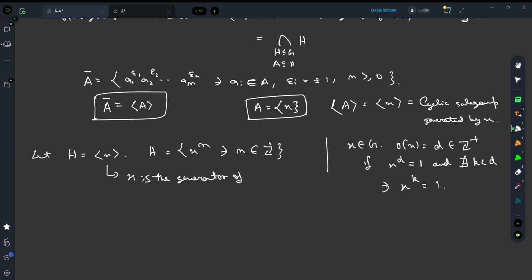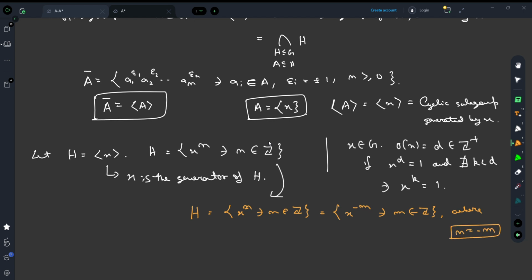X is the generator of H. Clear? Okay. Now, given the structure, observe the following. So H is written as x to the power n such that n belongs to Z. Now we can obviously also write it as x to the power minus m such that m belongs to Z, where we have chosen n to be minus m. Okay. This is very obvious.